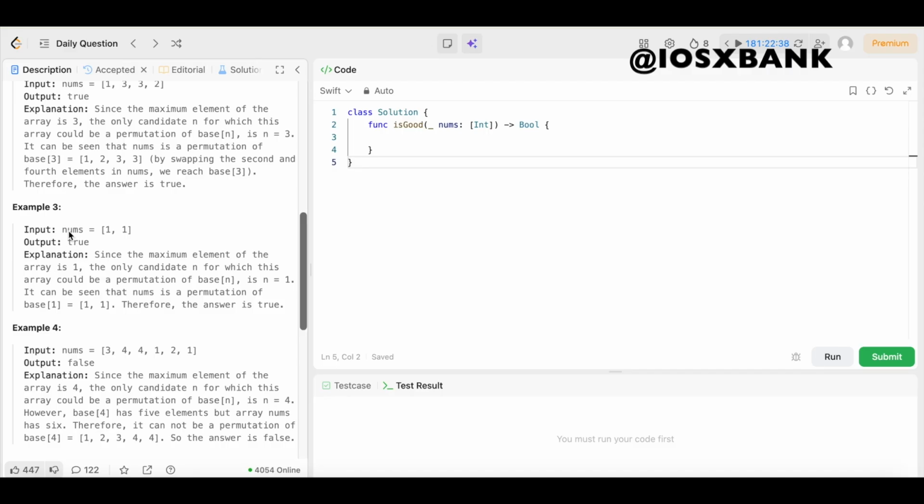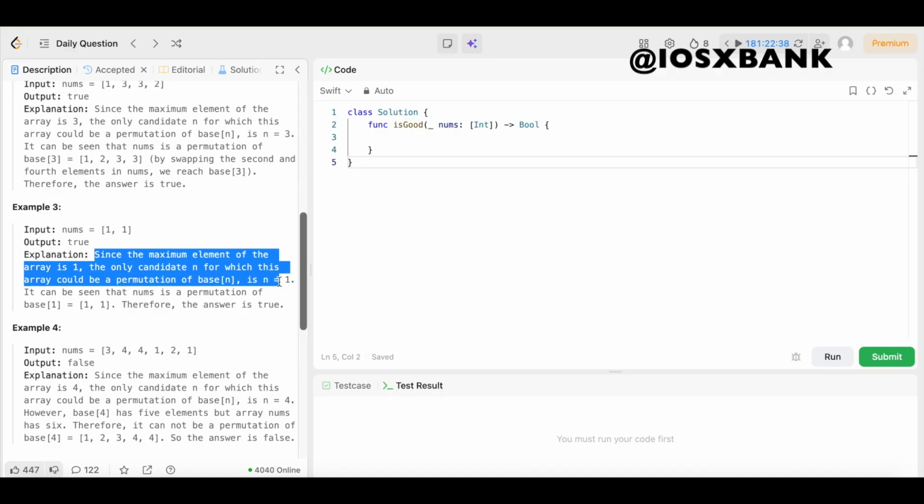So in example 3, our input nums equals an array of integers 1 and 1. The output is true. Explanation says, since the maximum element of this array is 1, the only candidate for n for which this array could be a permutation of base n is n equal to 1. It can be seen that nums is a permutation of base of 1, which is equal to an array of integers 1 and 1. Therefore, the answer is true.